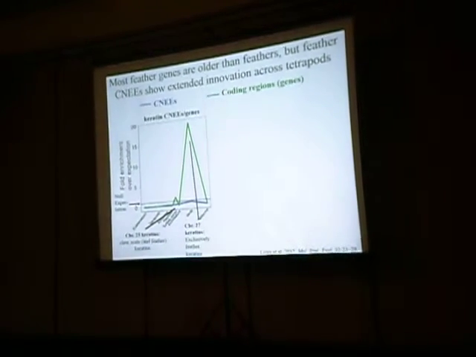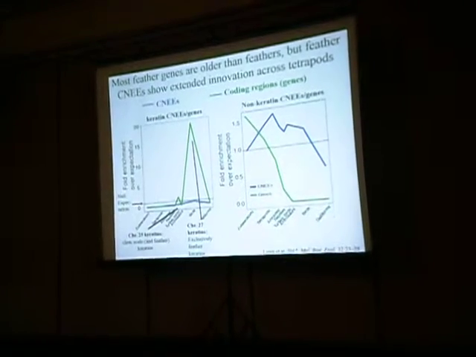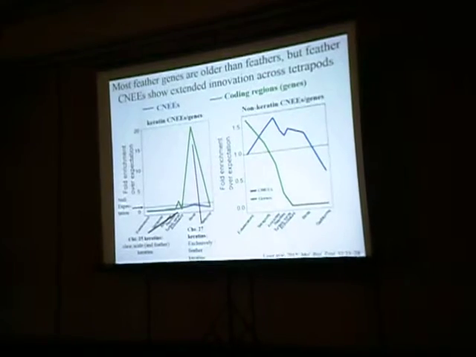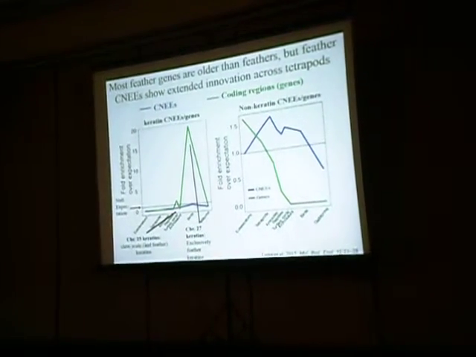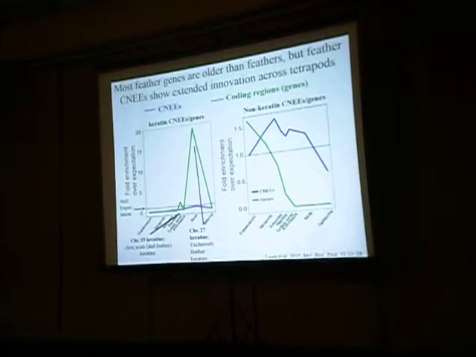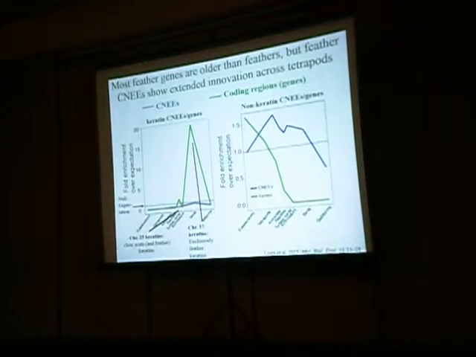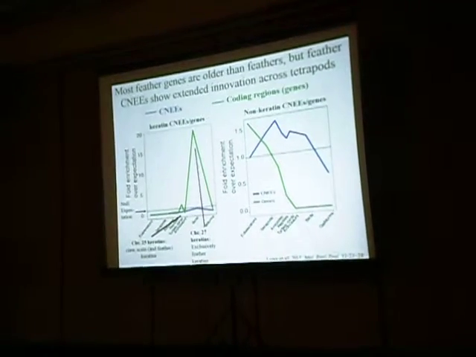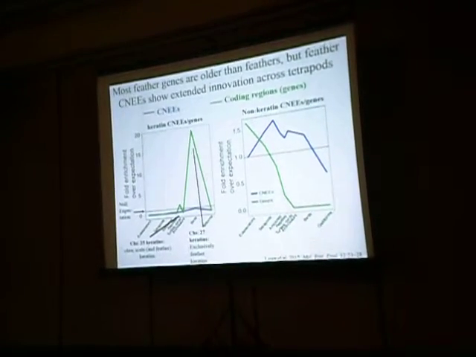Now, the really interesting part was the genes that were non-keratin, but nonetheless associated with feathers. What you can see here is that most of the genes that are associated with feather development, in fact, are very old. We can find these genes in humans, we can find them in fish, and we see very little innovation at the genic level beyond the Archosaurian node, okay?